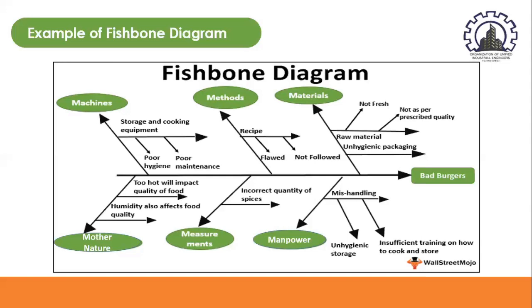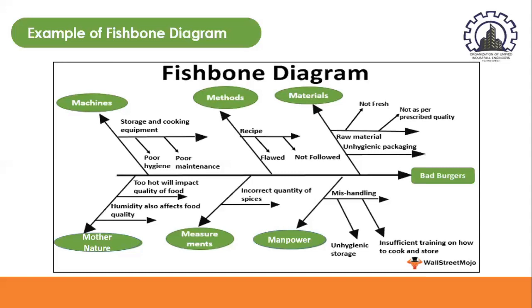Okay, what about materials? Now we write there raw materials. So why raw materials? The raw materials are not fresh. Another, under raw materials, you have there not as per prescribed quality. Meaning to say, if the raw material itself is not fresh and is not as per prescribed quality, then the quality control officer should be responsible for that, if that makes sense, correct? Because that is their main job.